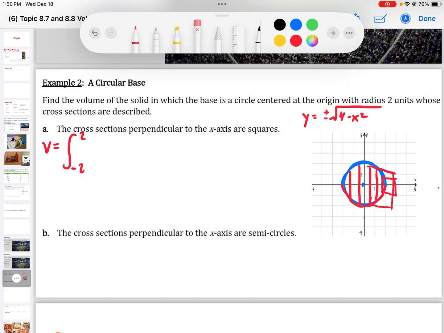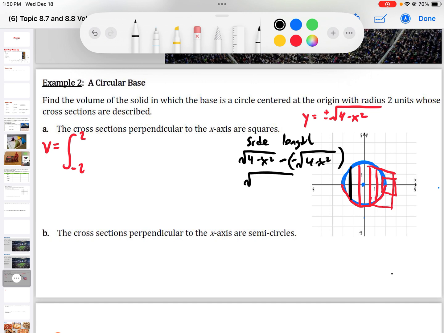So each side length, something I gotta know extra, side length is the distance between the two of them, right? So it's going to be the top, square root of 4 minus x squared, minus the bottom, but the bottom is negative, right? I'm subtracting the bottom, but since the bottom is negative in and of itself, it's going to give us the square root of 4 minus x squared plus the square root of 4 minus x squared. So each side length is 2 square root of 4 minus x squared. All right, so that's the side length.